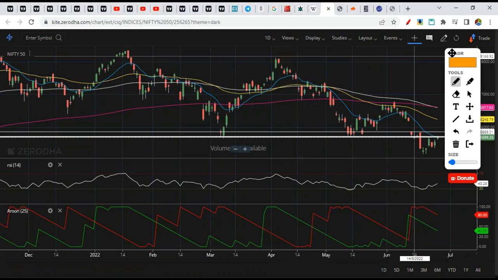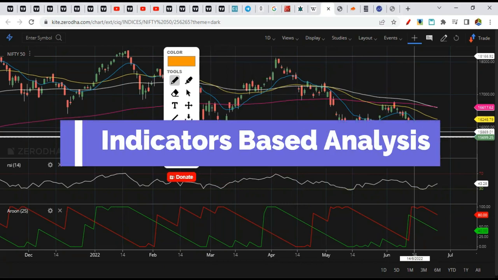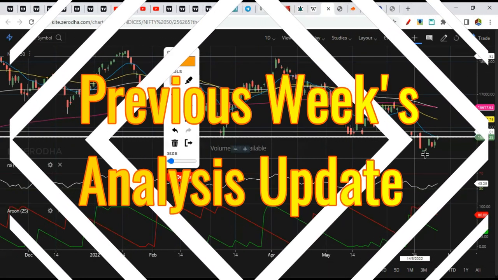We will try to analyze the Nifty for the next whole week. We'll try to see what are the possible cases for the Nifty based on indicators first, then Elliott Wave, and then after that we'll check the option chain. So we do this analysis every weekend. Last week also we did the analysis, so let's check the progress report of our last week's analysis.